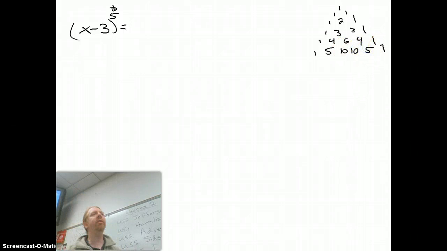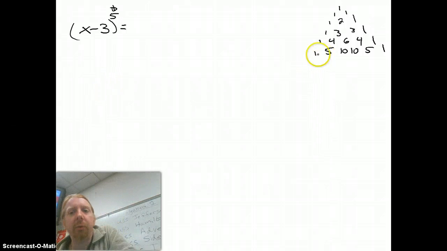Now I open with this example partially because this is not one we can be even tempted to do by brute force. Taking x minus 3 and multiplying it by itself 5 times is going to take a long time. And so I wanted to remove that opportunity for us to say, hey, let's not bother with this here. This is one you really have to do with binomial expansion.